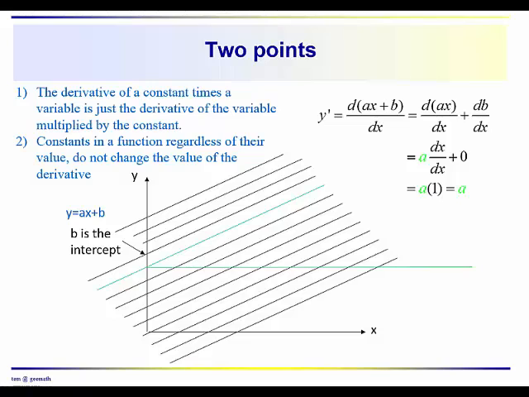It's a simple point, just summarized here in these 2 points. The derivative of a constant times a variable is just the derivative of the variable multiplied by the constant. And the constant in a function, regardless of its value, doesn't change the value of the derivative.